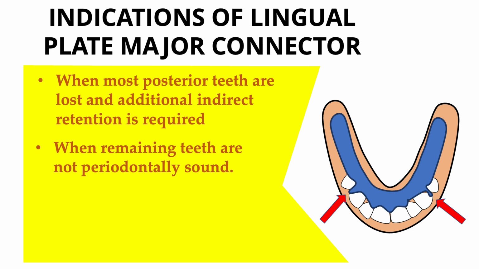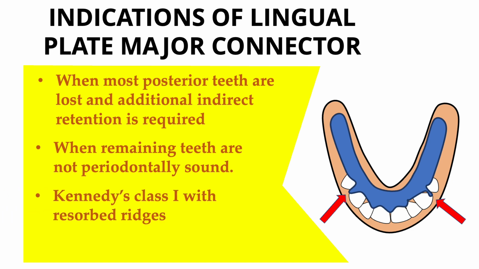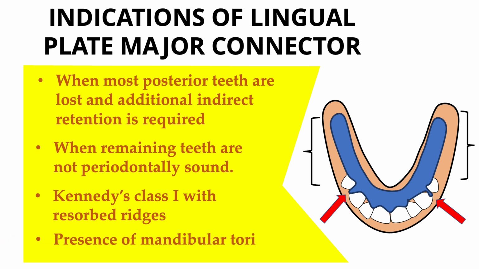It is also indicated in Kennedy class 1 with resorbed ridges. Kennedy class 1 is when there are no teeth present posterior to the remaining anterior dentition. And it is indicated in the presence of mandibular tori because it does not rest on the floor of the mouth. So if tori is present, we can give a lingual plate major connector, not a lingual bar.